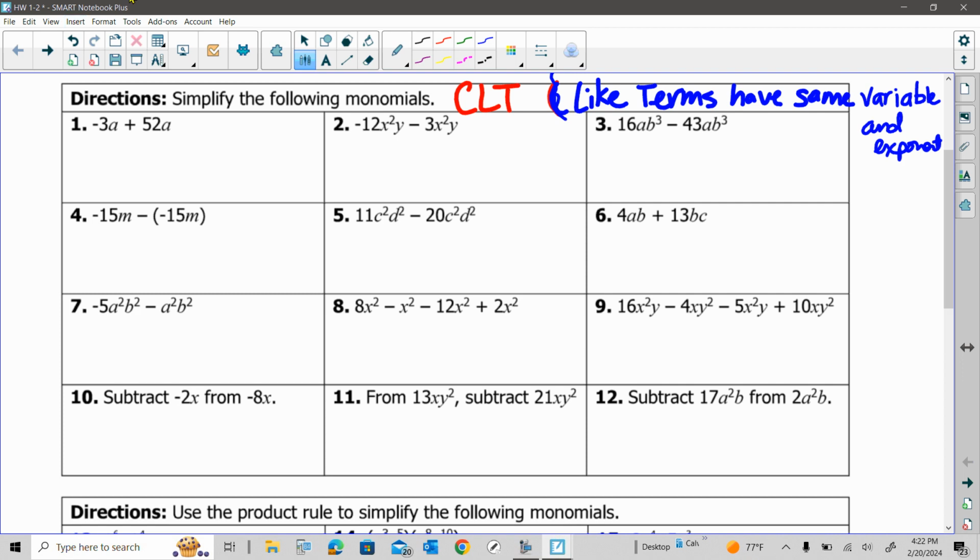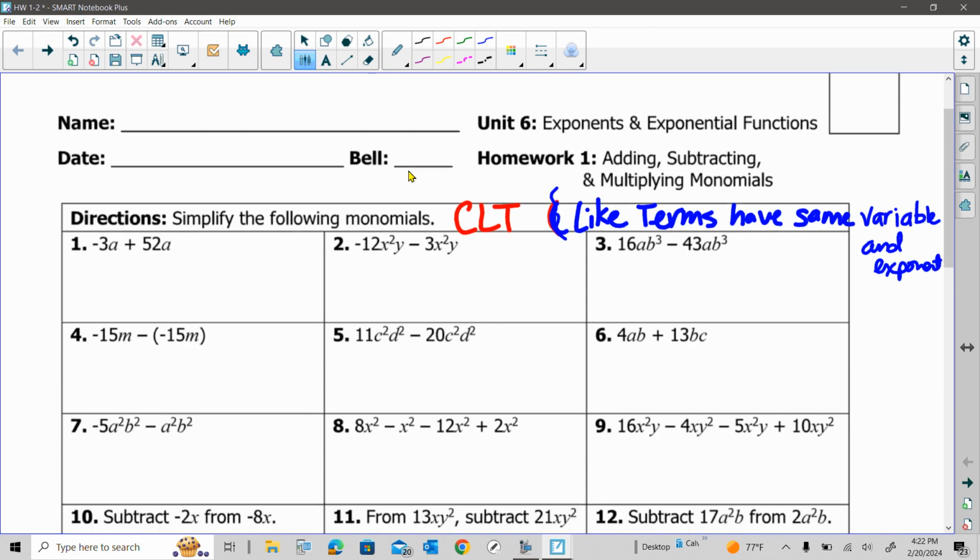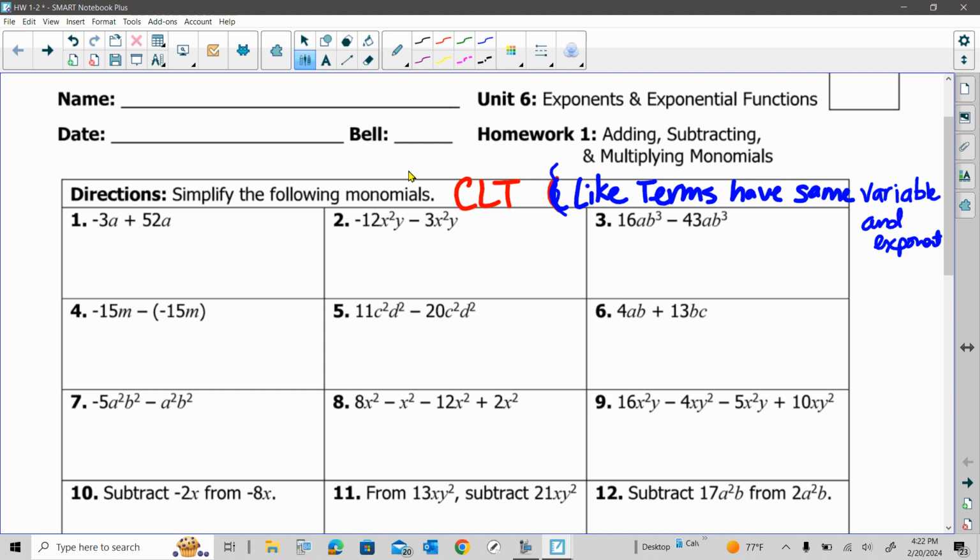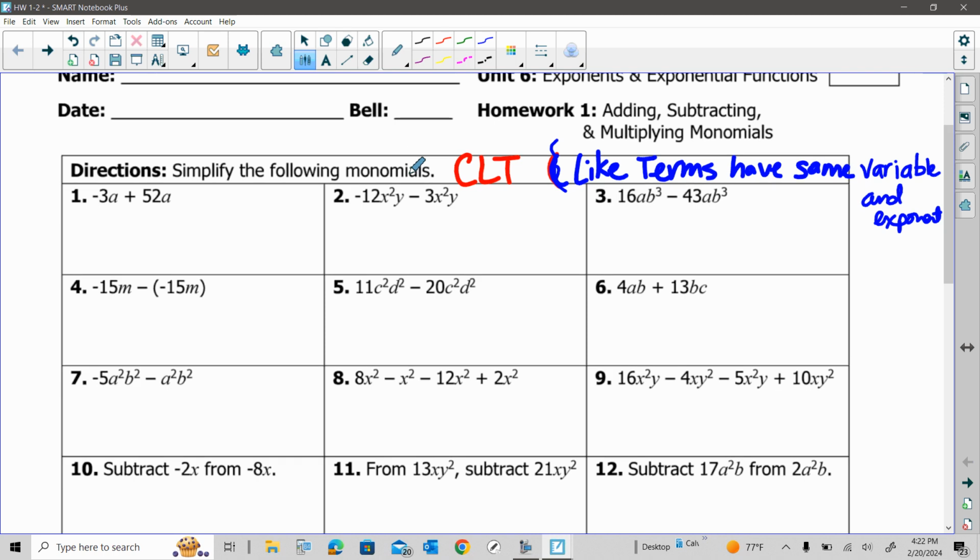Okay, sorry. Homework 1 and 2 here is this worksheet, front and back. I'm just going to go over a couple in each section. This first section, 1 through 12, is asking you to combine like terms. And I put a little note here that like terms have the same variable and the same exponent.